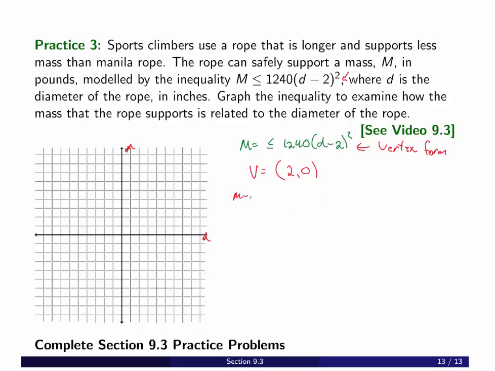You might want to find the m-intercept, and I kind of rewrote the axes here. So y is m in this case and x is d. And the m-intercept will be when you let d equal 0. So then you're going to have m equals 1,240 times negative 2 squared, which comes out to be 4,960. And then for the d-intercept, that's pretty easy. If you let m equal 0, then d will simply be equal to 2 when you solve for it.